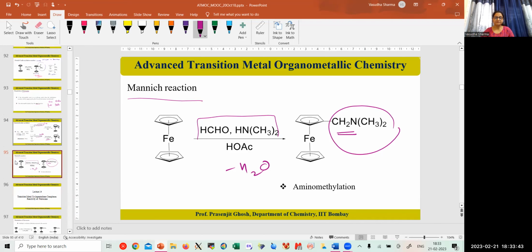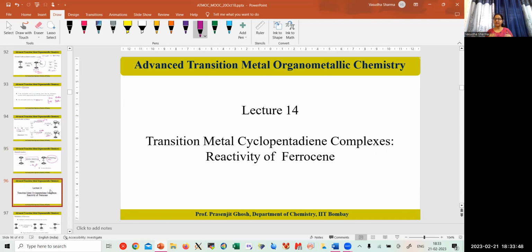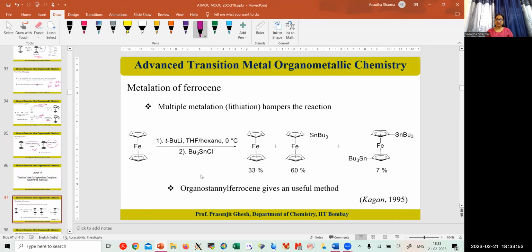Now in lecture 40, we continue the reactivity of ferrocene. Here we have ferrocene, and it shows how the reaction will occur in the presence of butyl lithium, which is a strong lithiating agent. Multiple lithiation hampers the reaction, which we don't want. Firstly, the first step would be to react ferrocene with butyl lithium in the presence of THF or hexane, maintaining a low temperature.